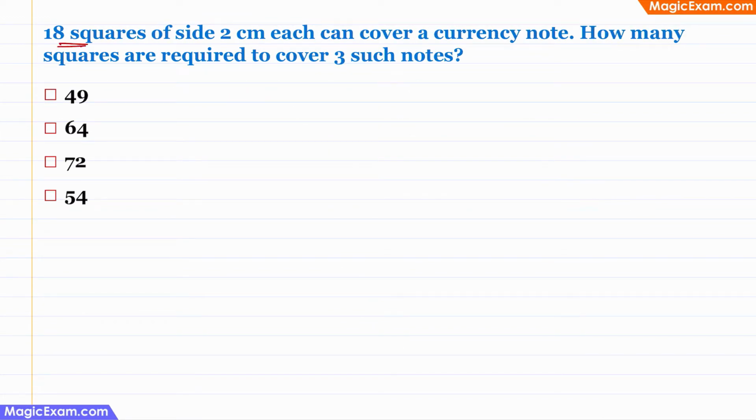18 squares of side 2 centimeters each can cover a currency note. How many squares are required to cover 3 such notes? So now to cover one note, we need 18 squares. So to cover 3 notes, how many do we need? We just have to do 18 into 3, that will be 54. So the answer is 54.